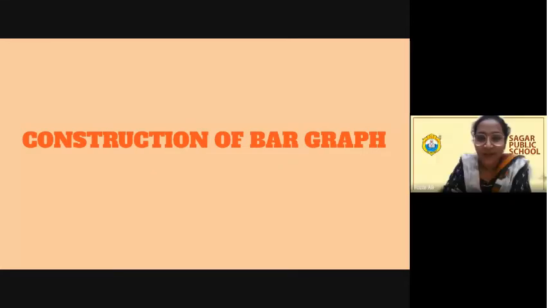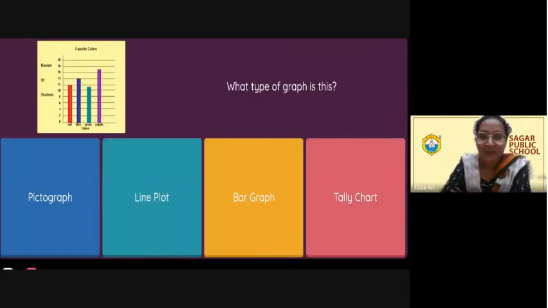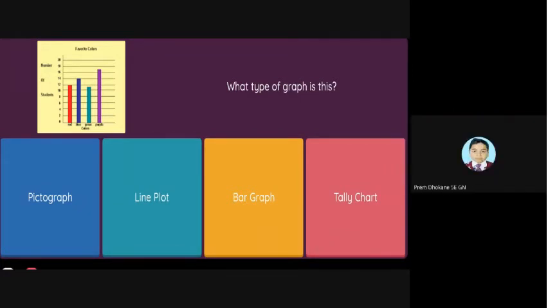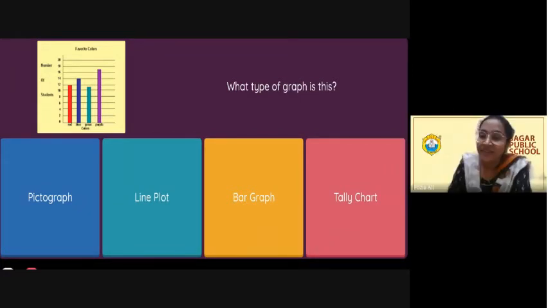Prem, are you ready? Okay, that's the spirit. Now Prem, I think the question is visible on your screen. You can read it. What type of graph is this? A graph is shown and we have 4 options. Is it a pictograph? Is it a line plot? Is it a bar graph, or is it a tally chart? Ma'am, it is a bar graph. Excellent, Prem. So this is a bar graph.